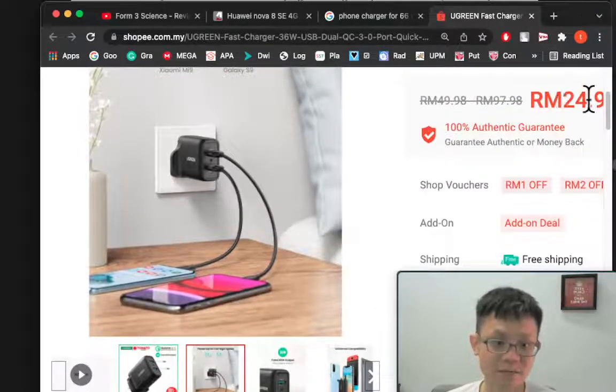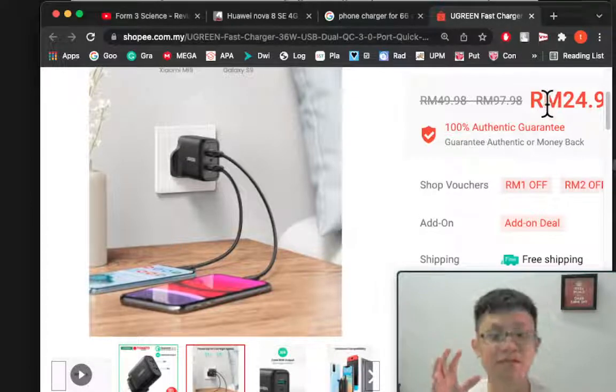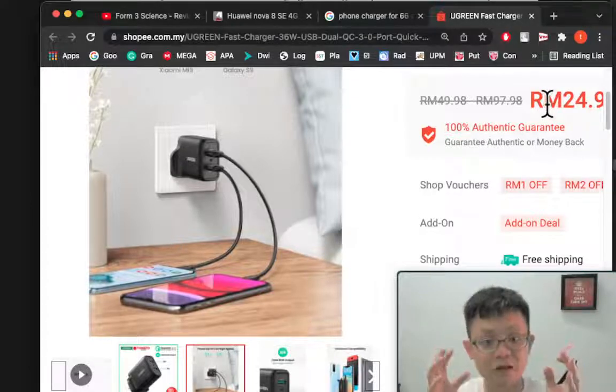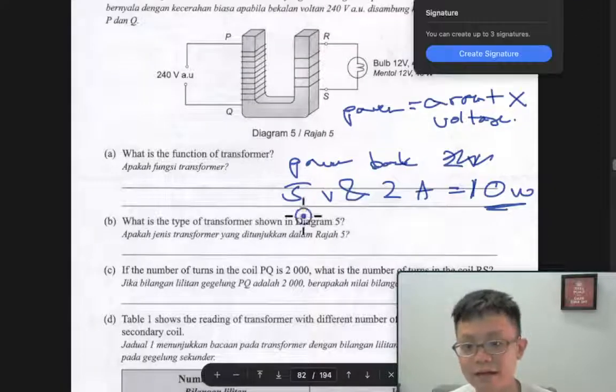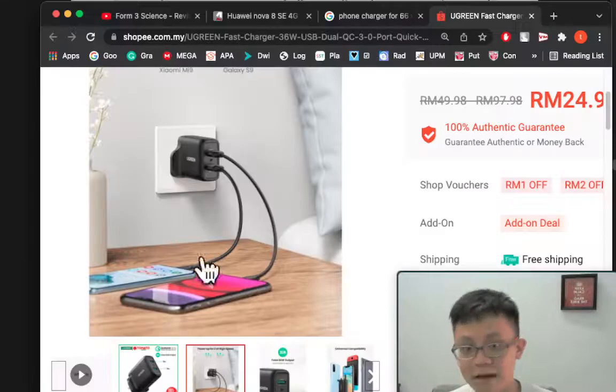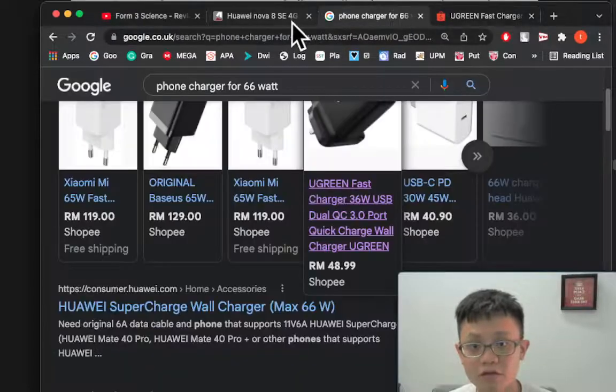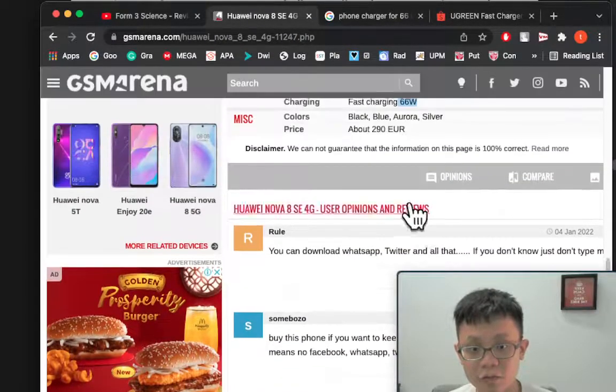Sometimes there are many chargers. Some are very cheap, some are very expensive. But which one should you buy? You look at this, you go to this website, then you find your phone, and find the watt.